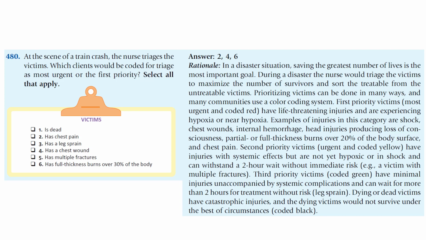First priority victims have life-threatening injuries and are experiencing hypoxia or near hypoxia. Examples of injuries in this category are shock, chest wounds, internal hemorrhage, head injuries producing loss of consciousness, partial or full thickness burns over 20% of the body surface, and chest pain. Second priority victims have injuries with systemic effects but are not yet hypoxic or in shock and can withstand a 2-hour wait without immediate risk.